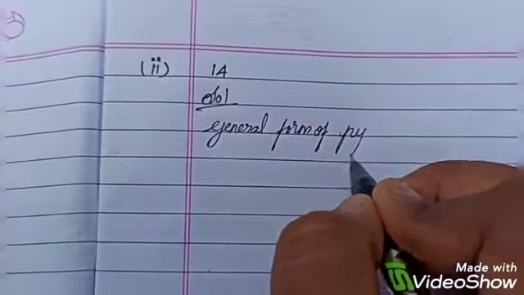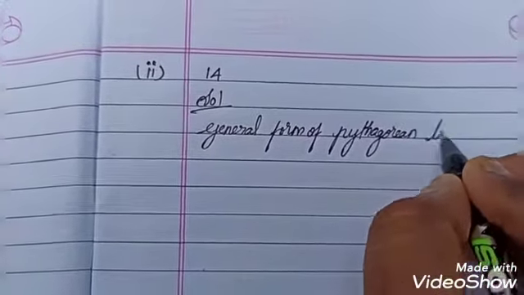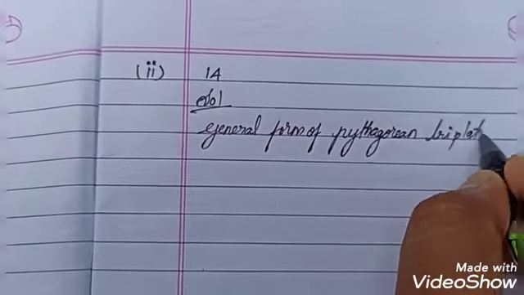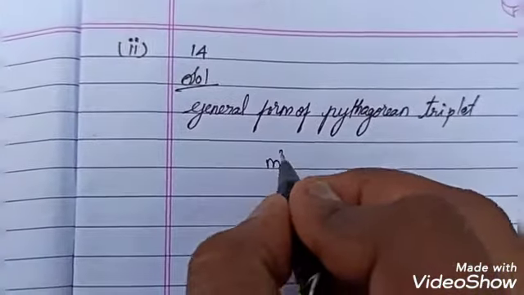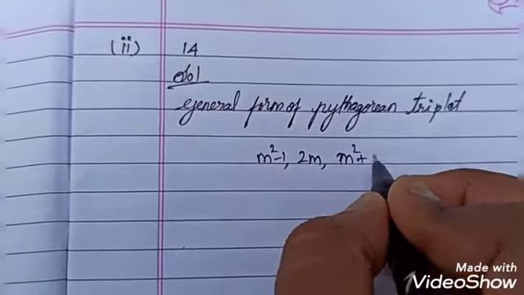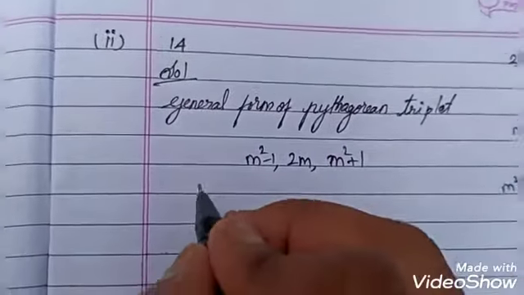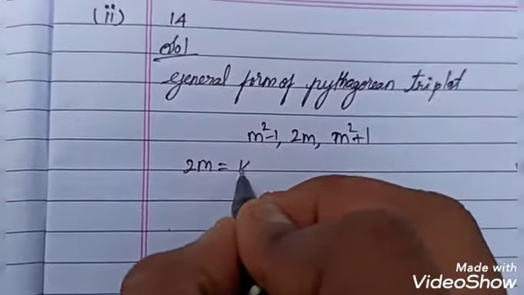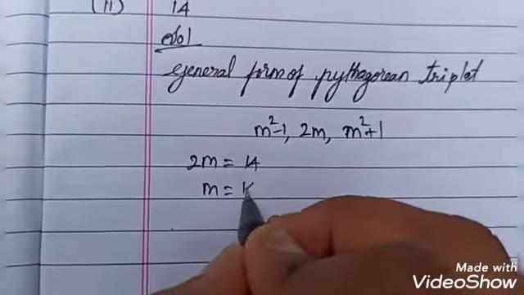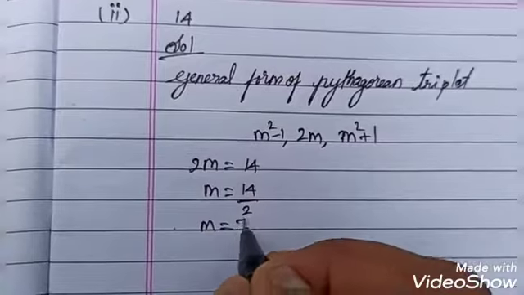General form of Pythagorean triplet: m square minus 1, 2m, m square plus 1. So first, which is applicable? 2m, which is equal to 14. m is equal to 14 by 2, so m is equal to 7.